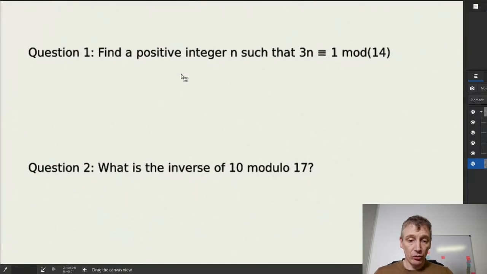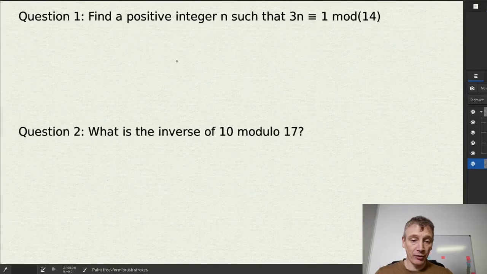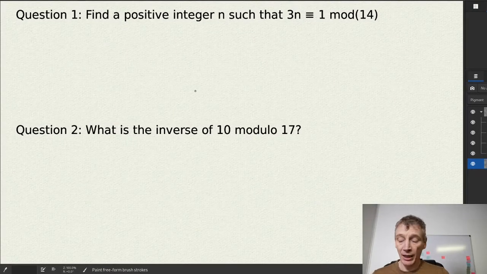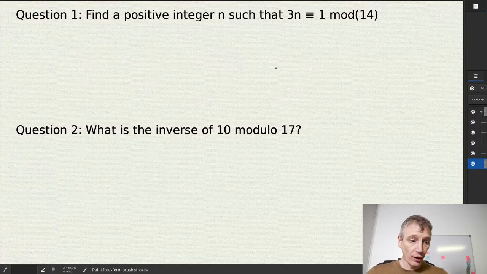So we're going to do a couple of problems that use this technique. And then I'm going to give you some problems to do on your own, and I'll be available to help you if you need it, that also use this same idea of Euclid's algorithm and Bezout's identity.